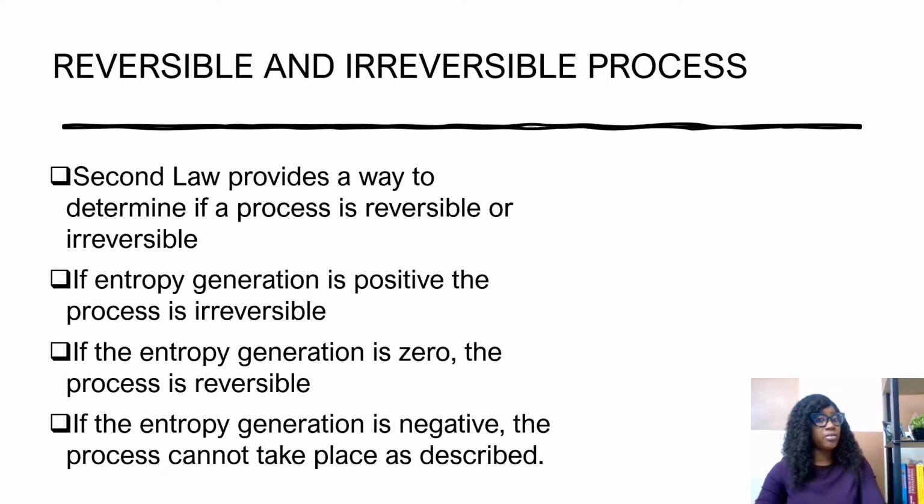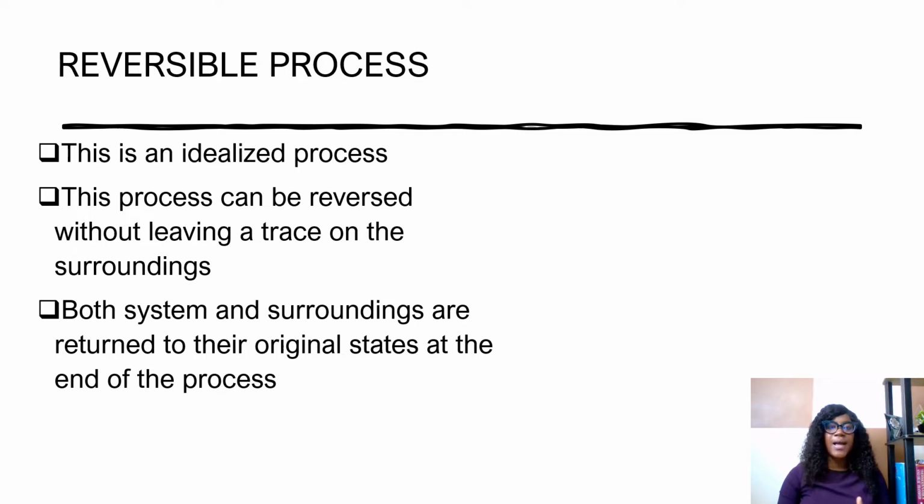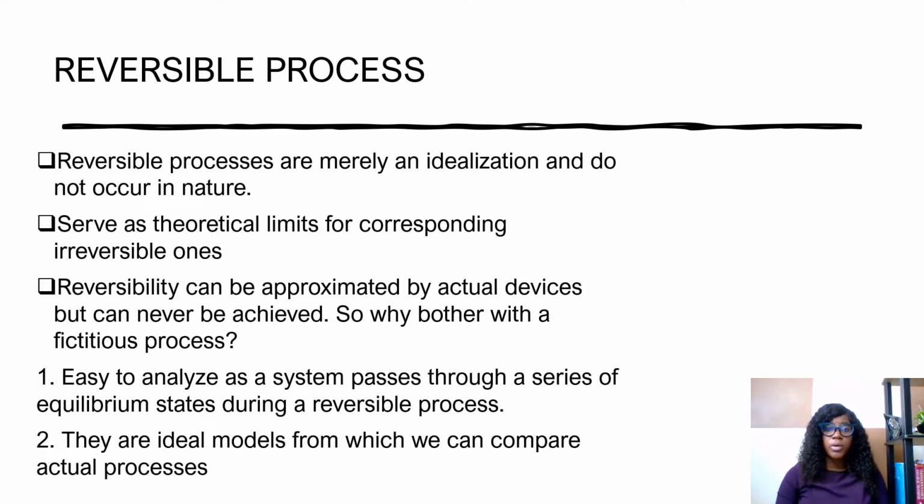Now, entropy is a pretty new term for you. So let's first give you a bit of background on reversible and irreversible processes, and then we'll go into what entropy is all about. The reversible process is an idealized process, meaning it's basically the standard that we use as a representation of what the ideal situation would be like. So this process can basically be reversed without leaving a trace on the surroundings. So hence, at the end of the process, both the system and surroundings are able to go back to their original state.